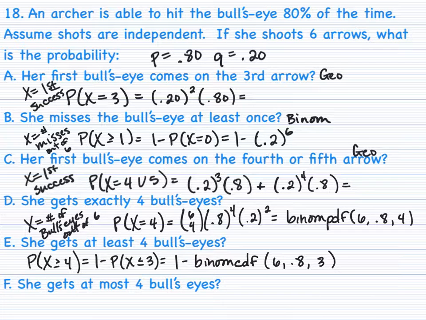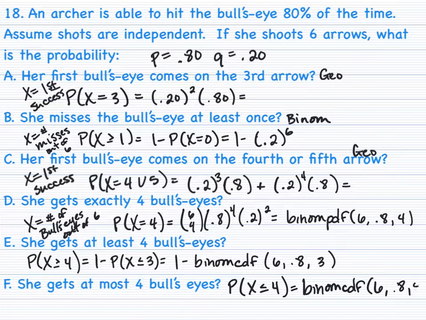And the probability that she gets at most 4, so that's the probability that X is less than or equal to 4, and that is the binom CDF 6, 0.8 and 4. I hope this is helping you guys because as I'm looking at it, it doesn't seem very helpful, but anyway. All right, moving on.